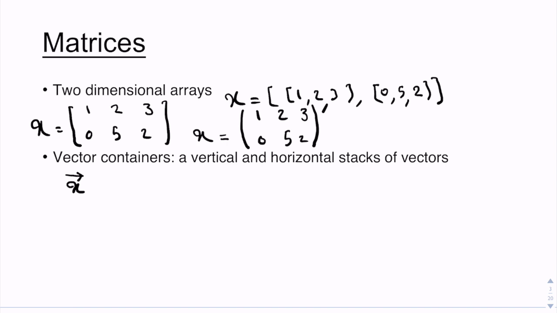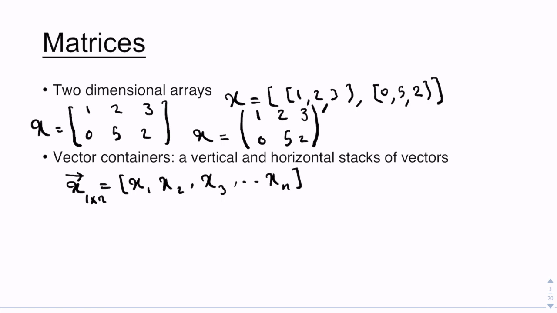So in this case, if we have vectors like x of dimension 1 times n, that means this is a vector of dimension n. This is a row vector whose elements are x1, x2, x3, all the way to xn.